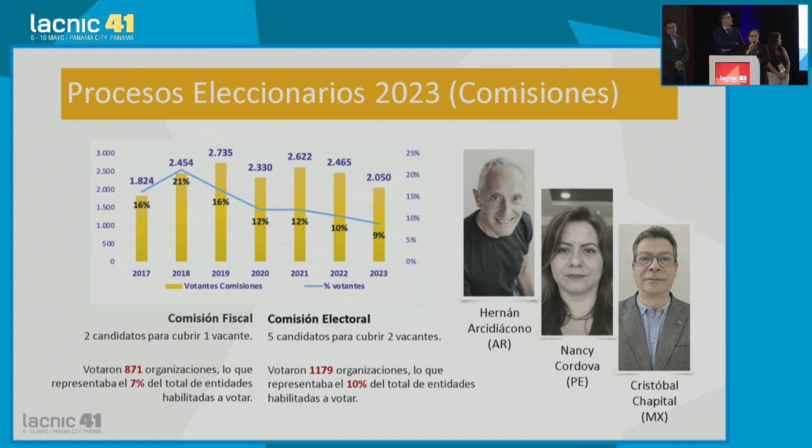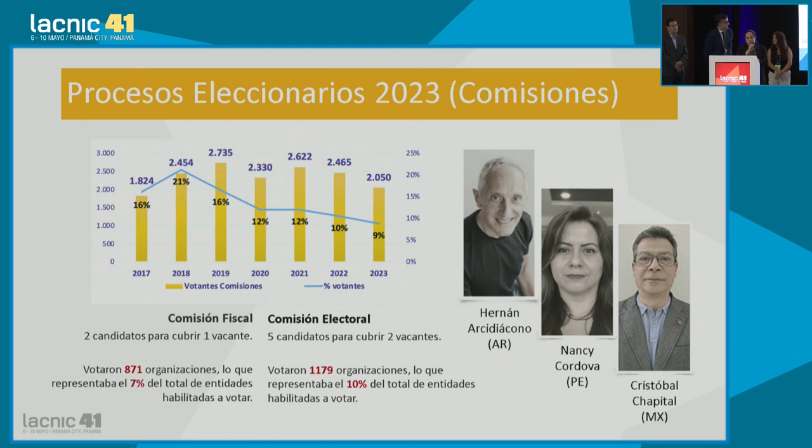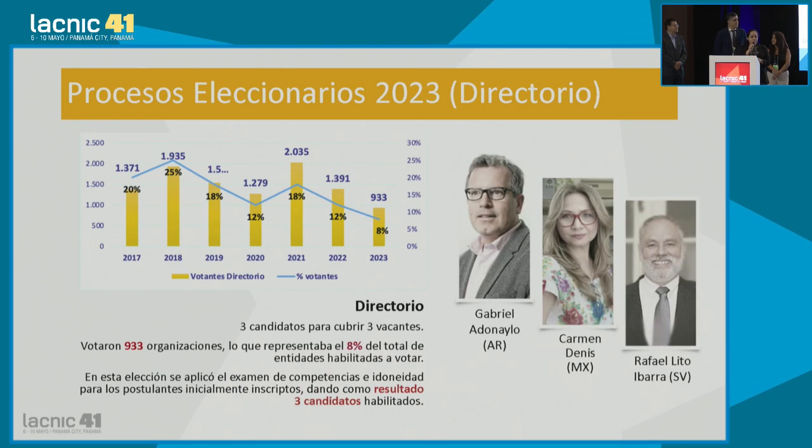For the Electoral Committee, we had 5 candidates to cover 2 vacancies. At the time, 1,179 organizations voted, representing 10% of the total number of entities that are in a position to vote. The winners were Nancy Cordova from Peru and Mr. Cristóbal Chapital from Mexico.